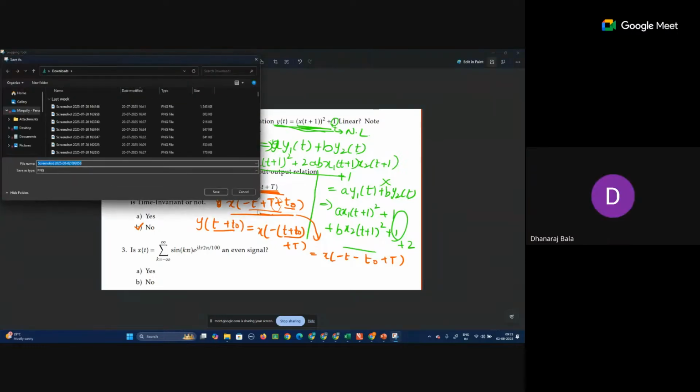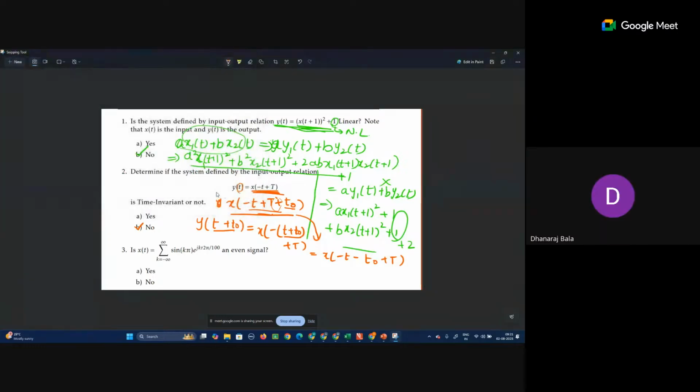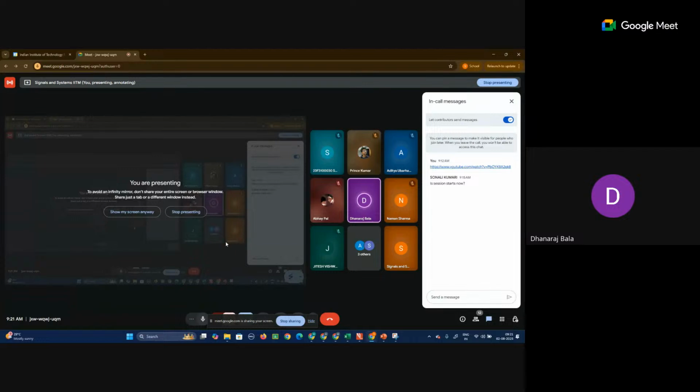The first question: why do we need the a square and b square? Here y of t is x of t plus 1 whole square. Why do we have a square on b square? Can you tell me what the superposition theorem is? a of x1 plus b of x2 equals a of y1 plus b of y2, right? Yeah. So I'll explain it more clearly.